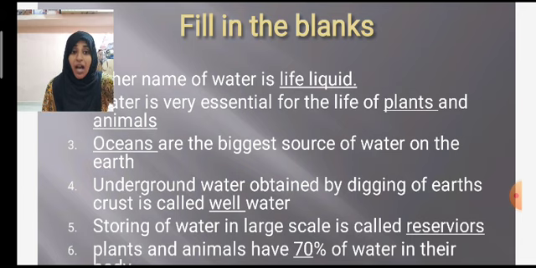Next, underground water obtained by digging of earth crust is called as dash water. If we dig the earth crust, we will get some water. That water is called as well water. Underground water obtained by digging of earth crust is called as well water.